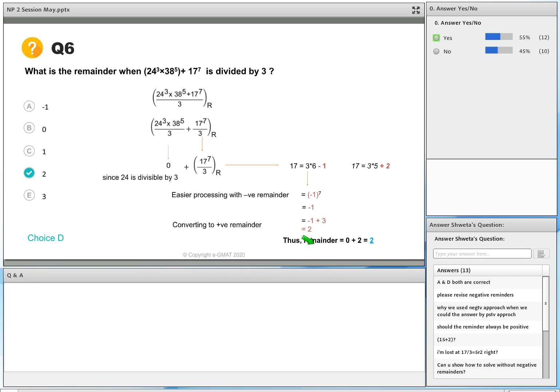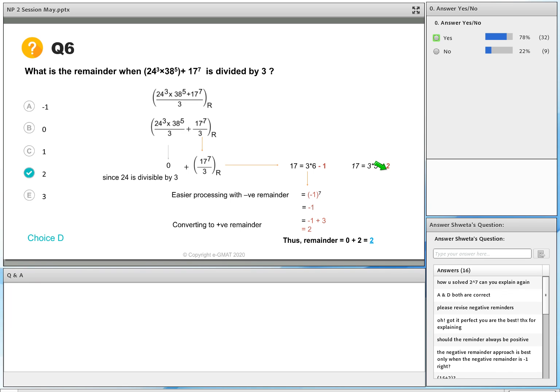I'm lost at 17 by 3 equal to... 5R2. Yeah, so the remainder is 2. When you divide 17 by 3, the positive remainder is 2, which is what we did here. But then we had to do 2 to the power 7. And just to avoid that huge power, we changed it to a negative remainder. If we divide 17 by 3, everybody did that and got 2 as the positive remainder, but you had to move on. What if we don't get minus 1? What if we get minus 2? Well, that is not going to happen in negative remainders. And if it does happen, then the power is not going to be too high.